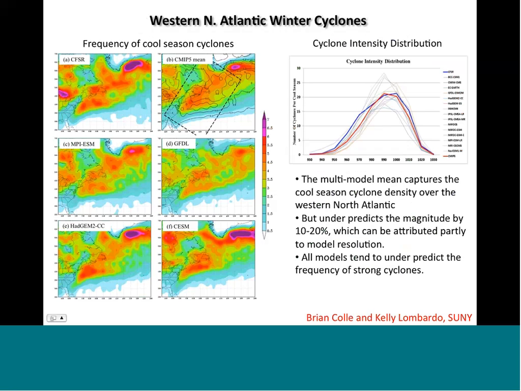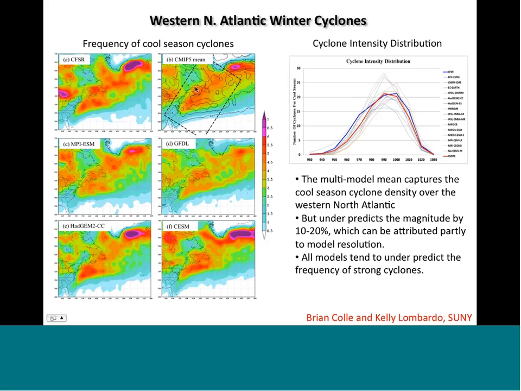So now switching to some more regional features. Just going to give a few examples here. This first one is on western North Atlantic winter cyclones, so very important for delivery of precipitation to the northeast of the continent. So this series of panels on the left shows the frequency of cool season cyclones. This is from CFSR, so this is a reanalysis estimate, and this is the CMIP5 multi-model mean.